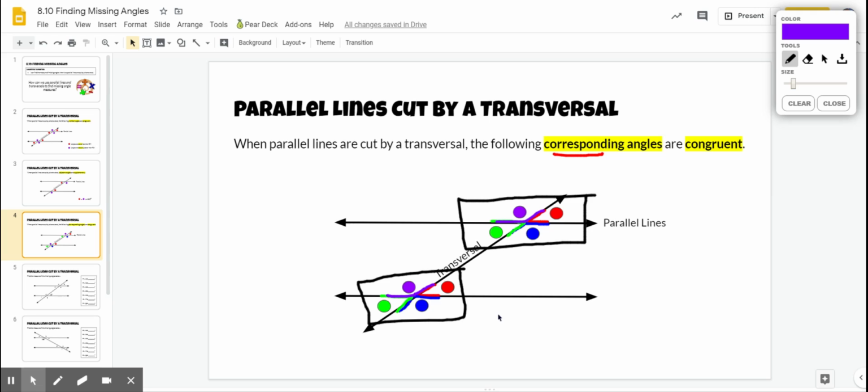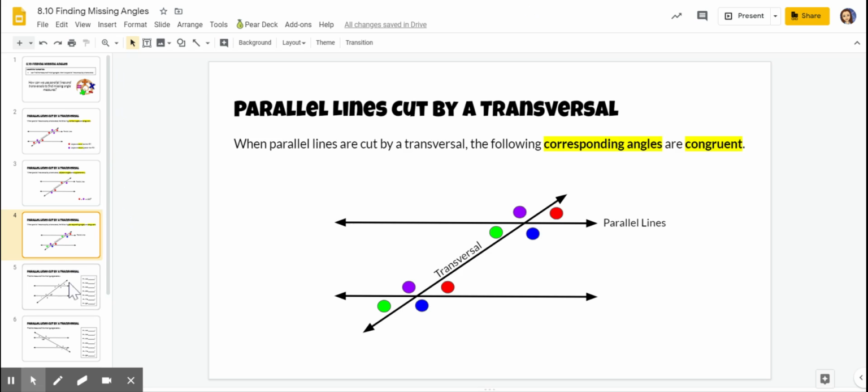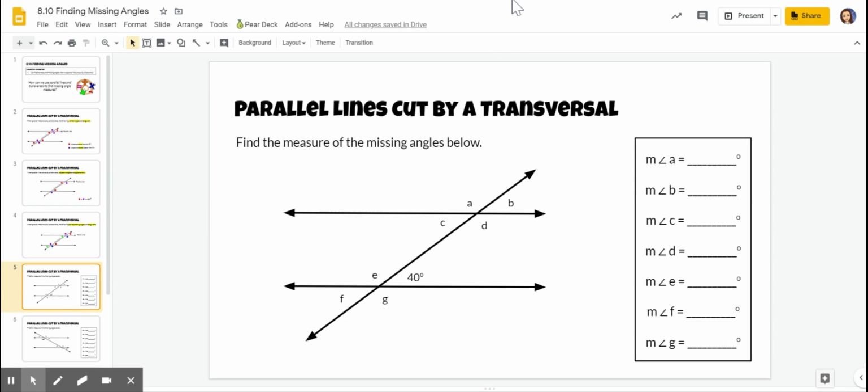And so what's really helpful about this is that the angles that correspond or match up to one another are congruent. They measure the exact same. So let's dig in and see how this might help us as we begin to find the measurement of these unknown angles. So let's start with the easiest one first. And I think that vertical angles are the easiest.